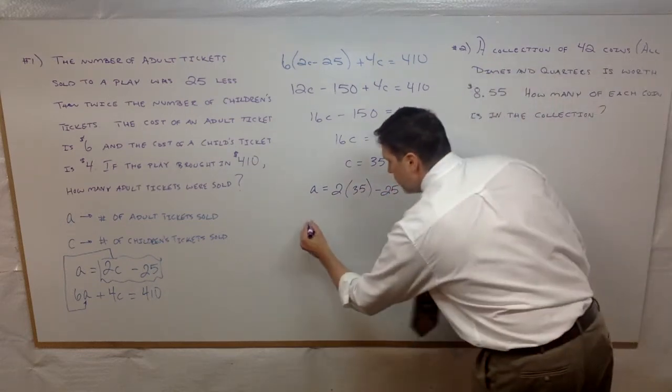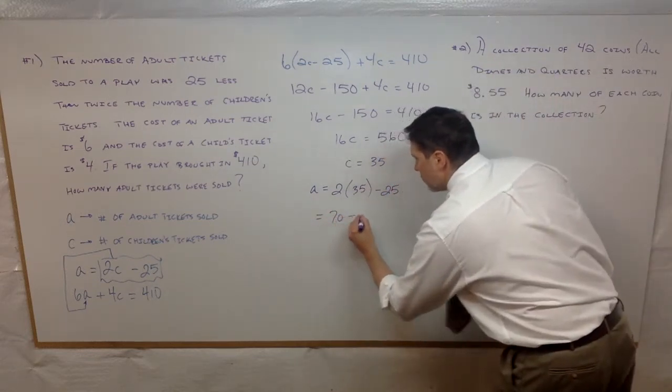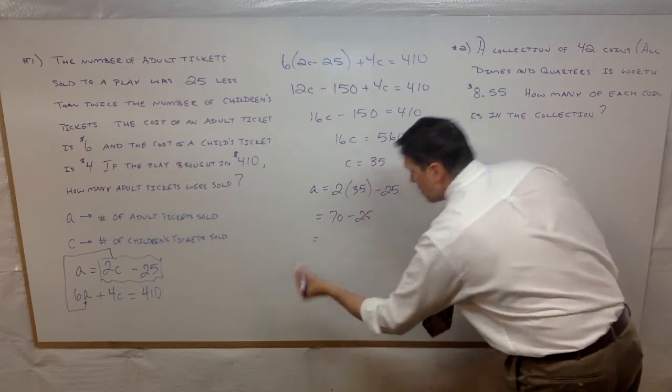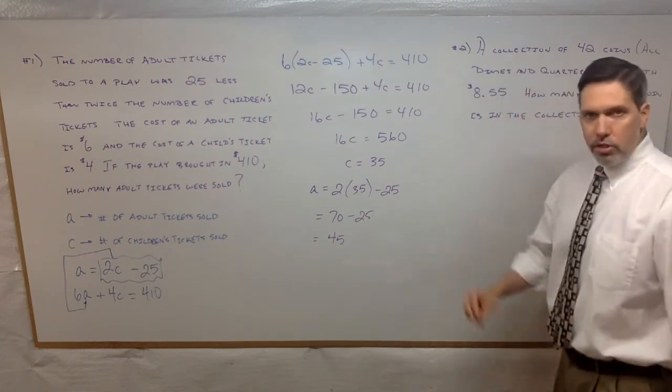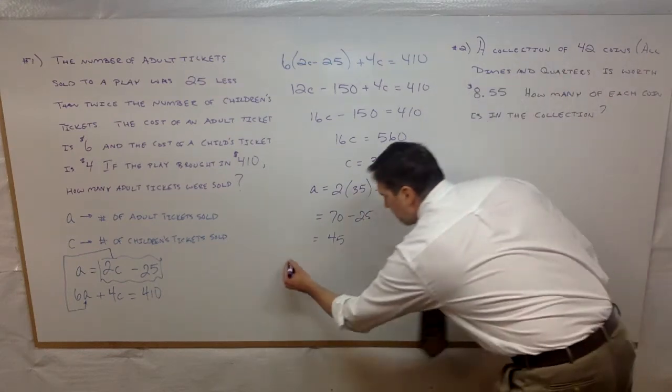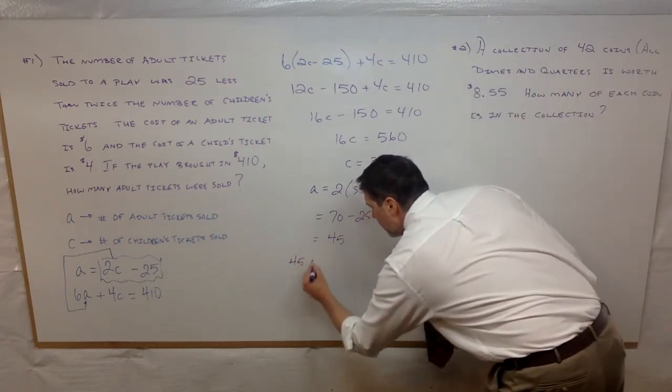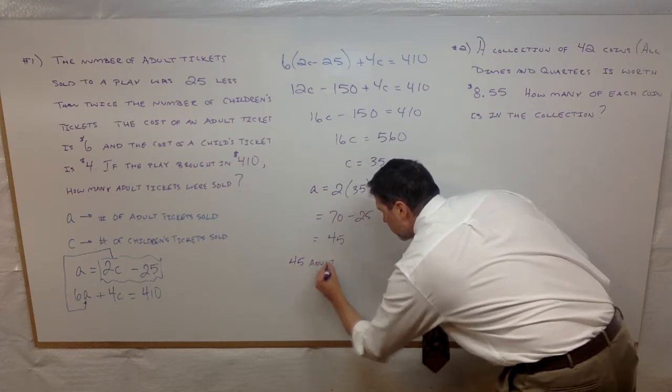So that's 70. Subtract 25 puts us at 45. So to answer the question, 45, let's say 45 adult tickets sold. Always label your answer.